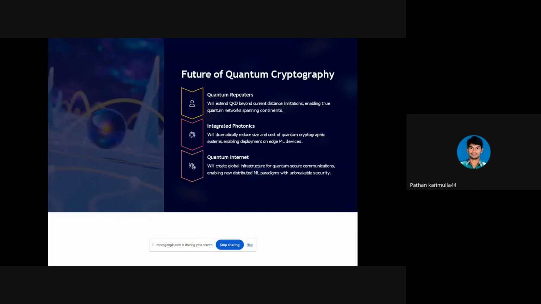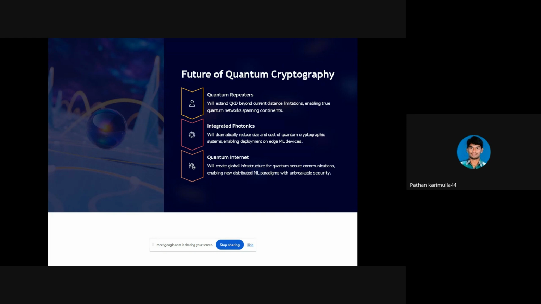And the future of quantum cryptography. As we discussed, quantum cryptography transmits keys from source to destination in the form of photons, through cable media or open air transmission. Quantum repeaters will extend QKD beyond current distance limitations, enabling true quantum networks. As we discussed earlier, quantum key sharing is limited to approximately 100 kilometers when using fiber optic cables, but repeaters will extend this, spanning continents.